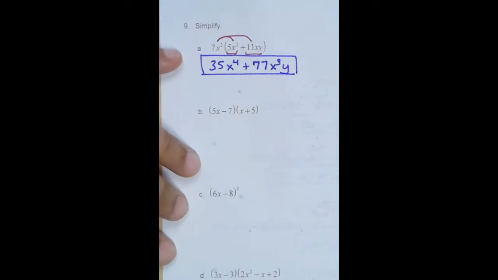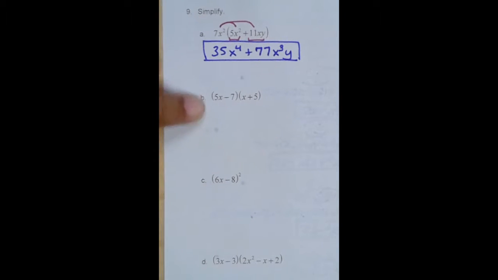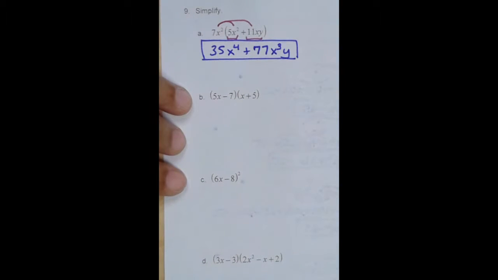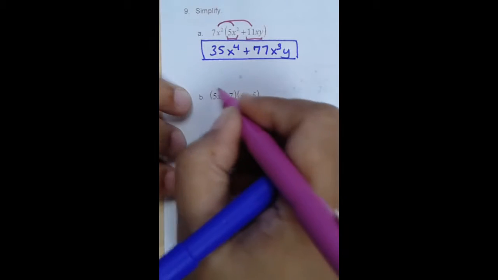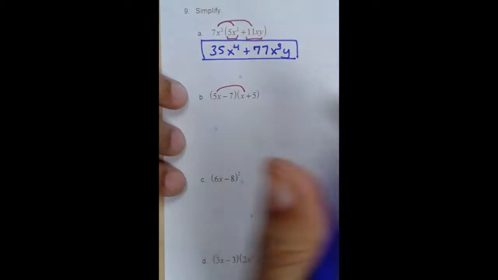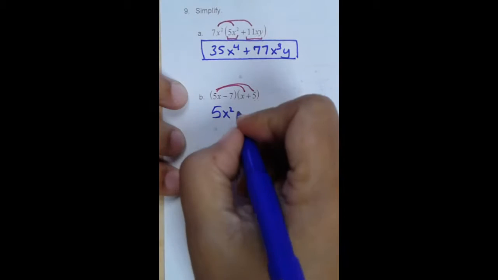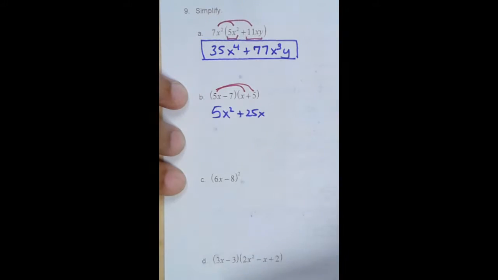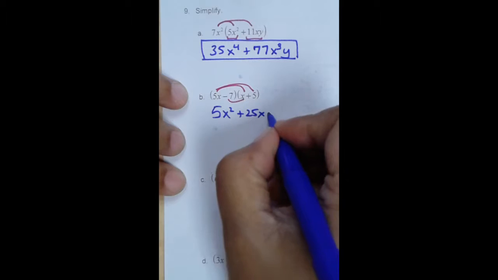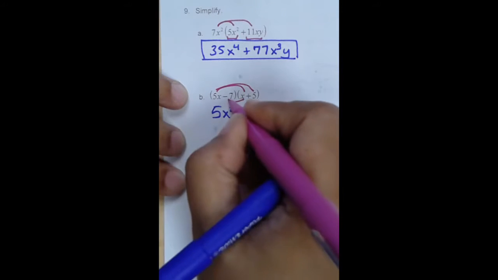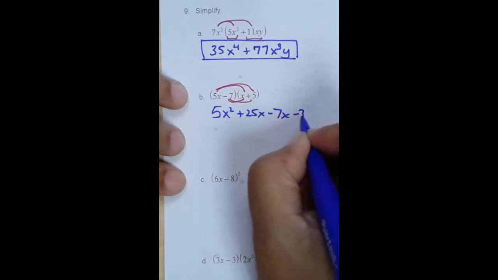Okay? All right, the next one, you can use the box method or distributing method. I'm going to use distributing method. Take the 5 and multiply it by both of these. So we have 5x times x, which is 5x squared. We have 5x times 5, which is 25x. We have negative 7 times x, which is negative 7x. And negative 7 times 5 is a negative 35.